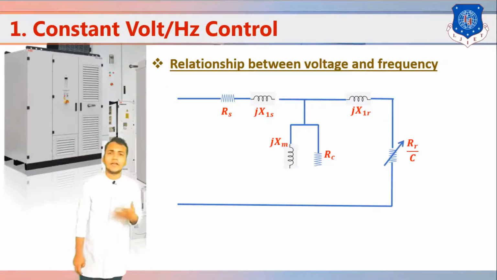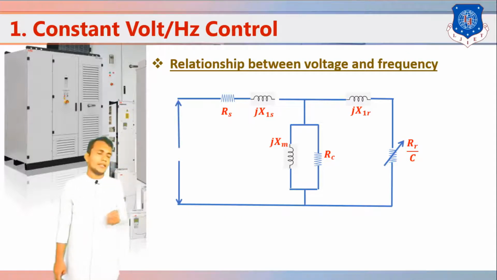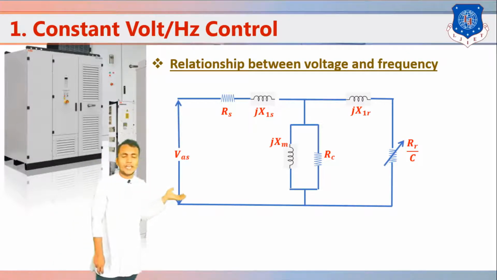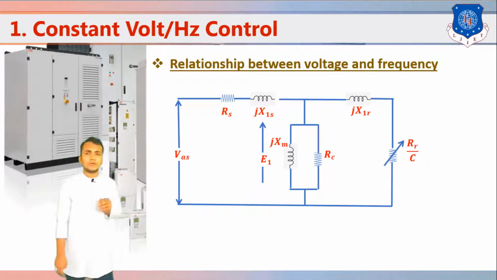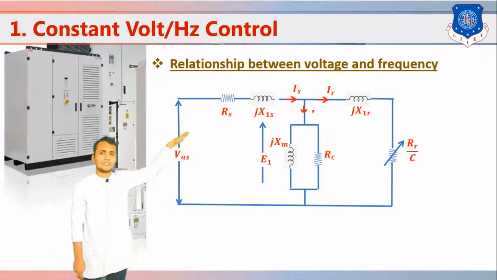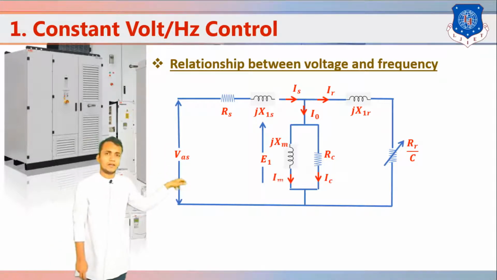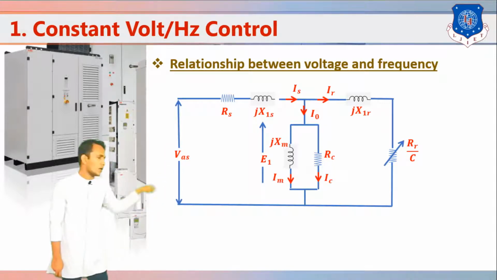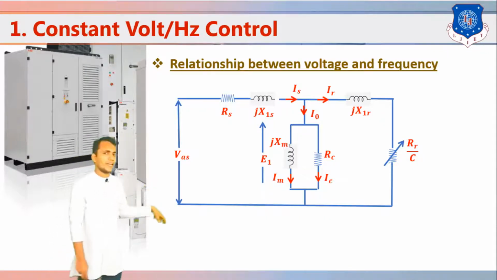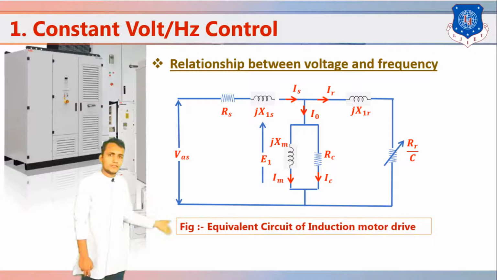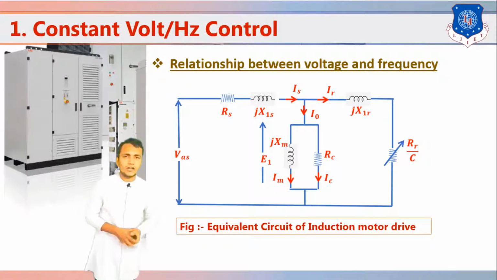As we have drawn the equivalent circuit for induction motor drives, on the input side is the voltage Vas, the stator supply voltage, and here E1, that is the induced voltage. If we draw the currents, then the current from the stator side Is, then the rotor side, then the no load current I0, and here we have the current Ic through resistor Rc, and here the magnetizing current Im. That is the figure for the equivalent circuit of the induction motor drive.